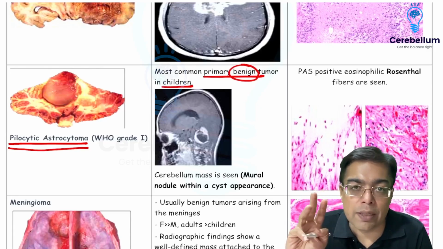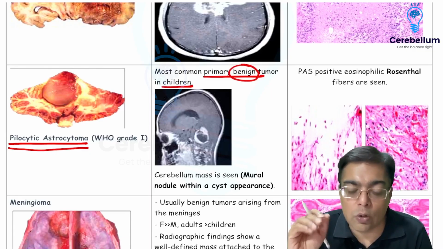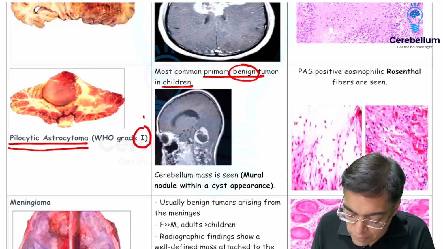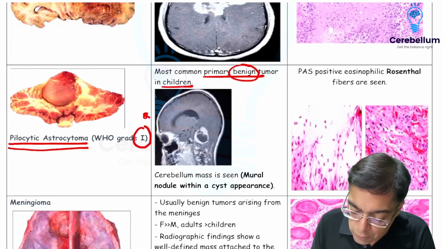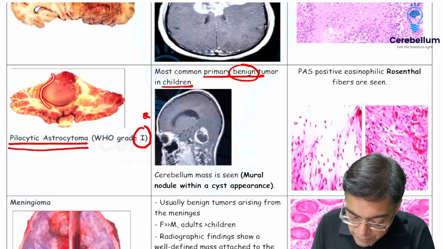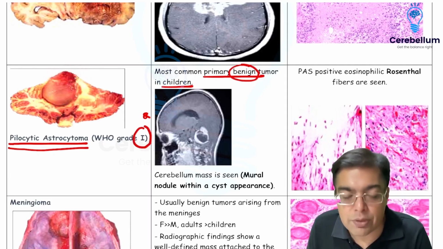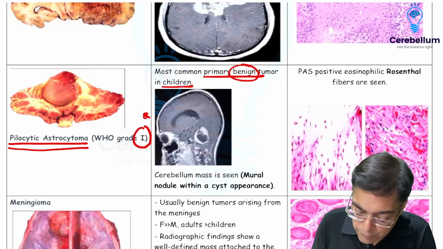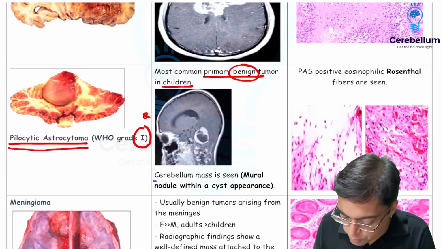Difference number three, pilocytic astrocytoma is a low grade or grade 1 tumor, so it is going to have a good prognosis. If we talk about the site where the pilocytic astrocytoma is present, the pediatric pilocytic astrocytoma or the juvenile pilocytic astrocytoma is present in the cerebellum. So it is present in the form of a cerebellar mass. That is what we need to remember.